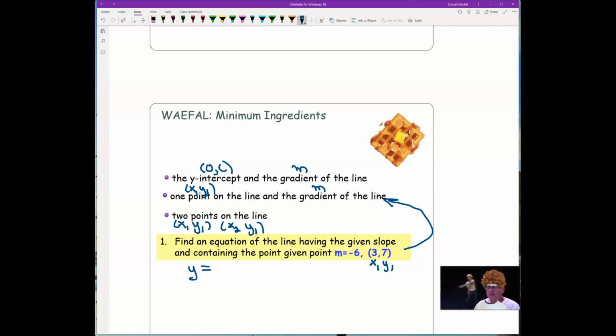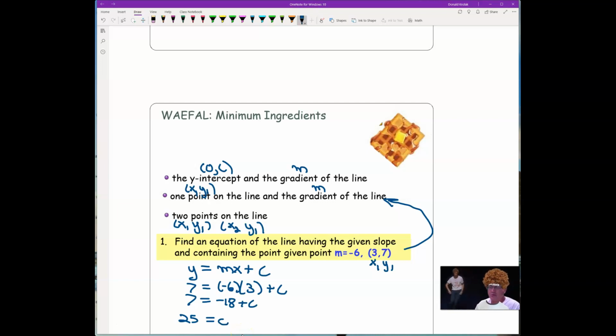So y equals mx plus b, or excuse me, mx plus c, and we plug in those values. 3 goes in for x, -6 goes in for m, 7 goes in for y, and we solve for the y-intercept. Add 18 to both sides, and I get c is equal to 25.